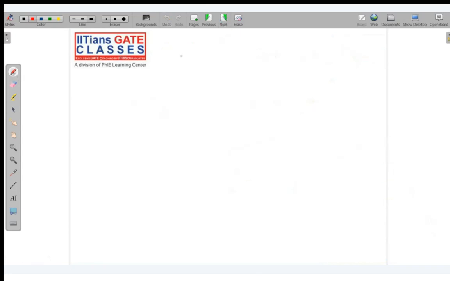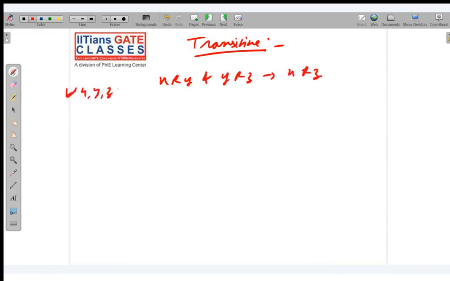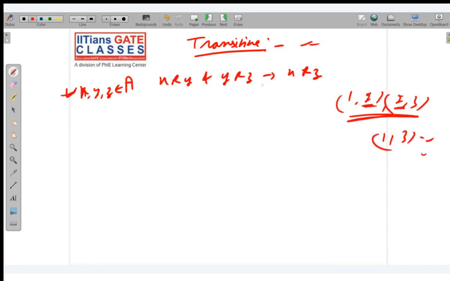Okay, so now we are going to start the last type, that is transitive. So what is transitive? If x is related to y and y is related to z, then x should be related to z, for all x, y, z belonging to your parent set A. That is the basic meaning of transitive. For example, if 1 2 is there and 2 3 is there, then 1 3 should be there. The 2s are matching, so 1 3 should be there. That is transitive. That is very simple.